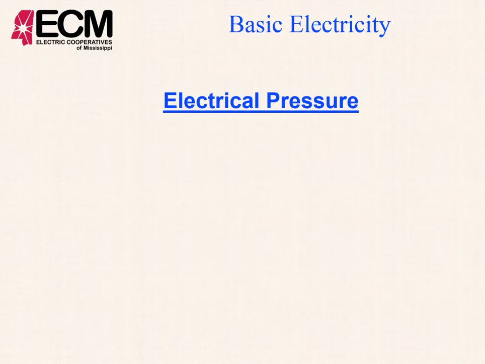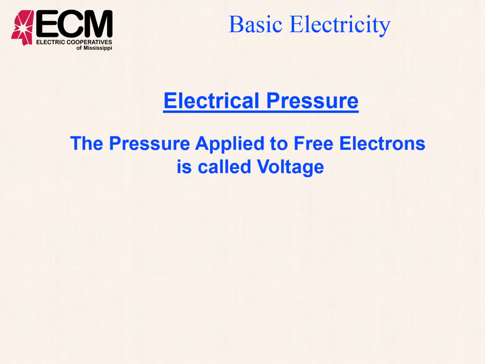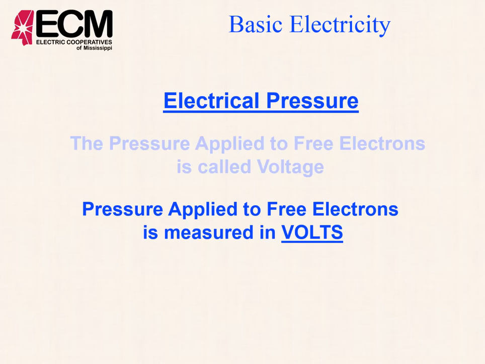Electric pressure, what is that? The pressure applied to free electrons is called voltage, and that's what we do at the generation plant or distributed generation as well, with solar panels, wind, and so on. We're not creating electricity. We do sell electricity, but we're not creating it. What we're doing is creating a pressure and pushing on those electrons to cause them to move down that conductor, and the end result is our consumer members using it.